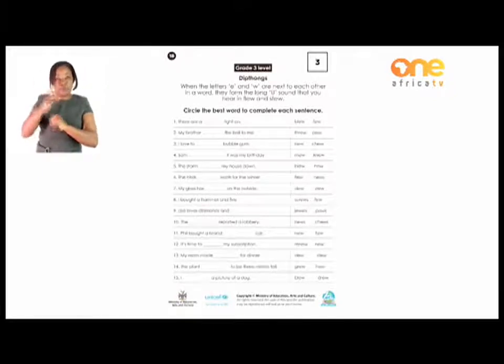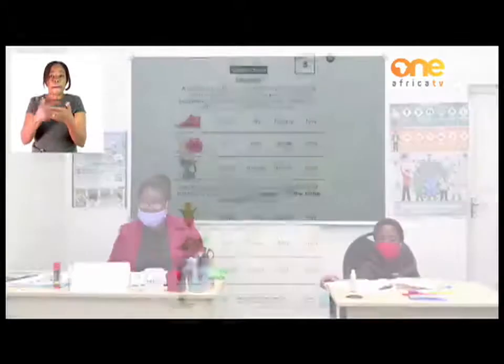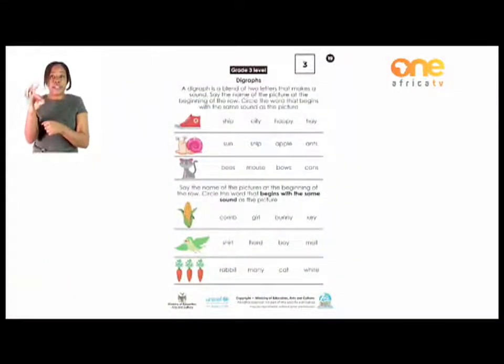Okay, so we move on to page 3. We have a very fun activity there with nice pictures. Okay, we are going to look at digraphs on page 19. Okay, so what are we going to do here?